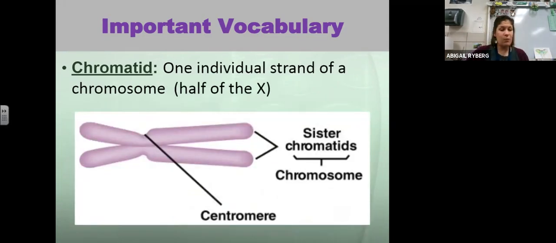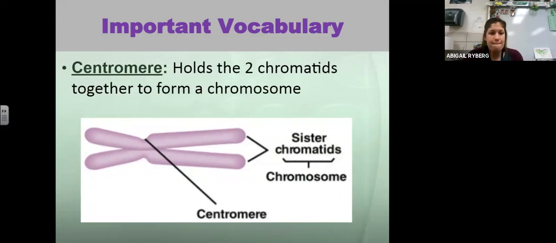A chromatid, remember, is just one individual strand of a chromosome, so one half. So here is, I guess, the left half and then the right half. So here's one chromatid. This is the second chromatid. The centromere is what holds the two chromatids together.